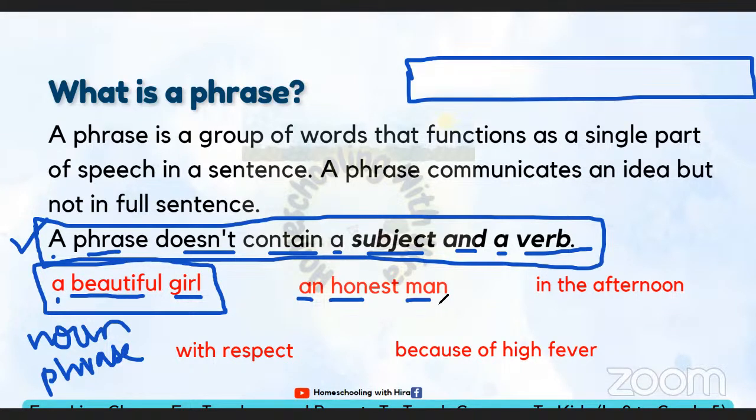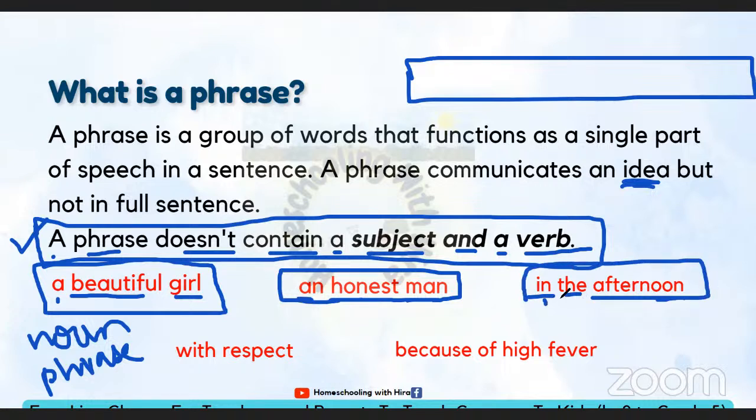An honest man, it's again a noun phrase because the whole thing is working as a noun. If I just remove man, honest is just not making any sense. कोई भी idea नहीं communicate कर रहा, right? So man अगर लगा दूंगी at least कुछ idea communicate करे, at least something. That's why we will take it as a noun phrase, right? In the afternoon. In the afternoon, what does it mean? This is a prepositional phrase because it is beginning with a preposition and it's ending at the object of preposition.